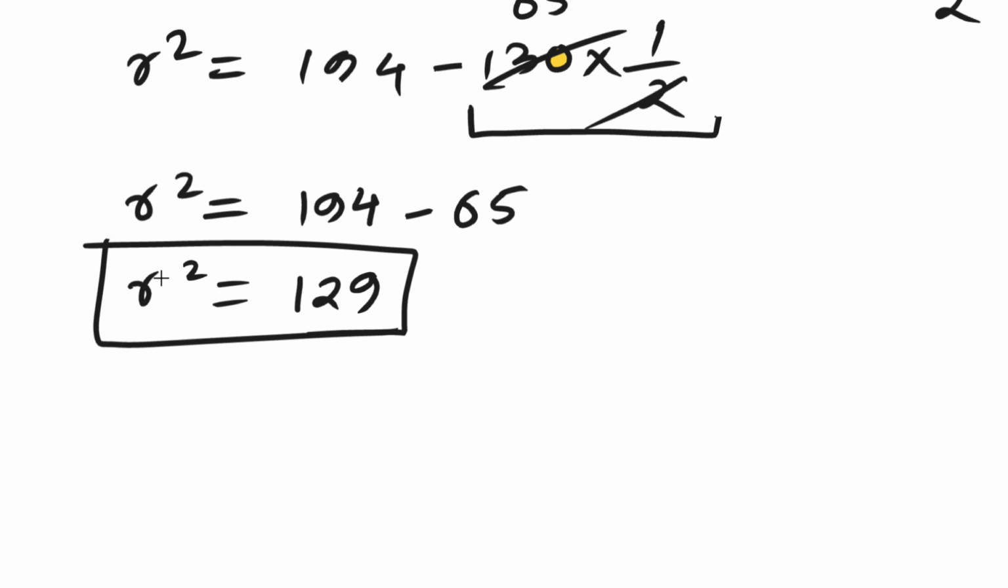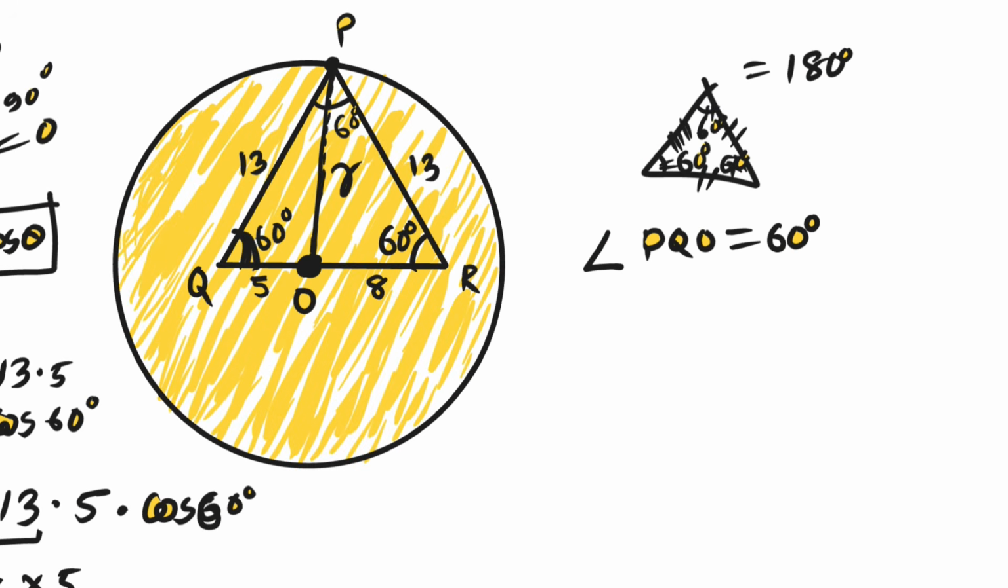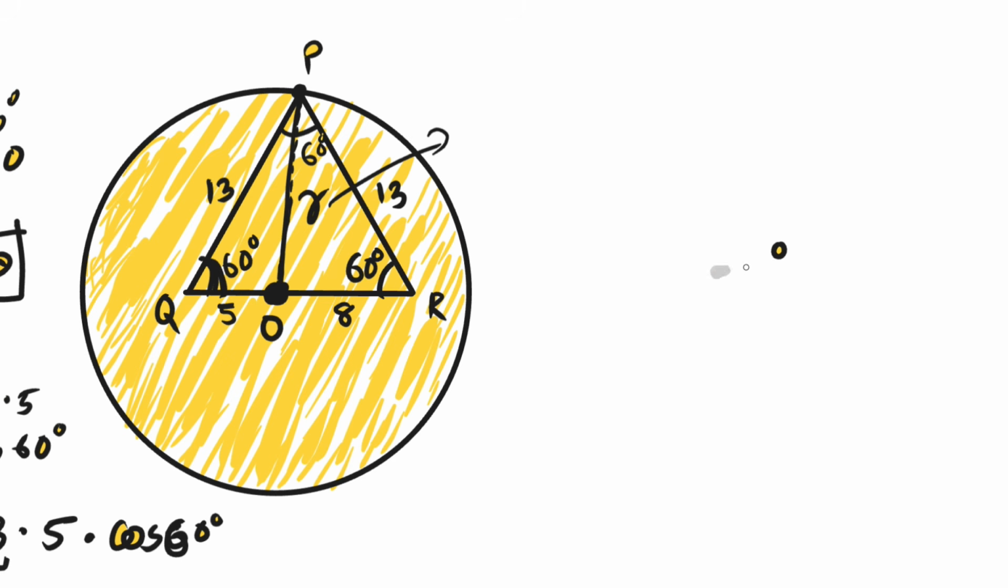We have found exactly what we wanted. The square of the radius is 129. Notice that we didn't even need to calculate the radius itself. We could say that the radius is the square root of 129, but that would actually be unnecessary because the area formula needs r squared.